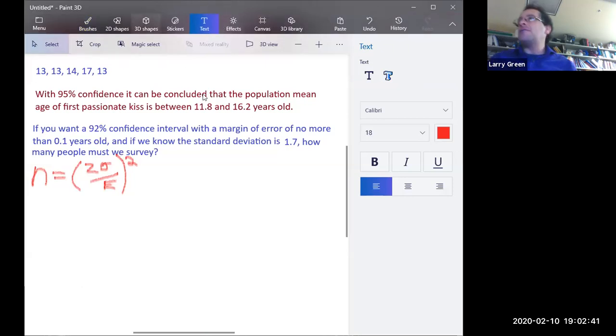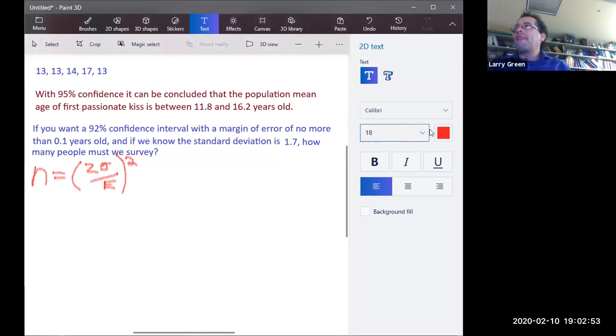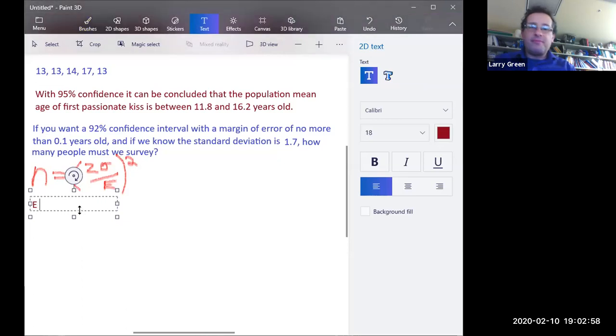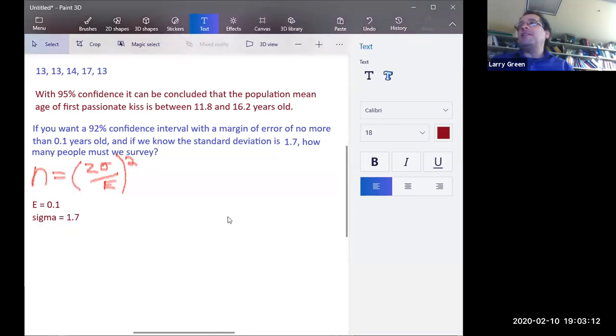Okay, so now let's do the easy one first. And that is, we know E. E is 0.1. There's two easy ones. We know sigma is equal to 1.7. Now we just got to find Z, and we've done this before, this kind of way of doing it.